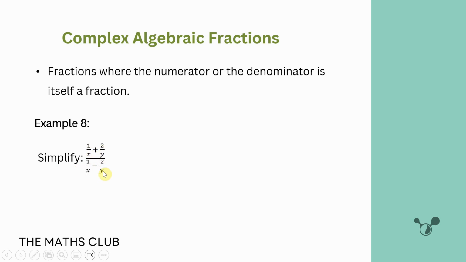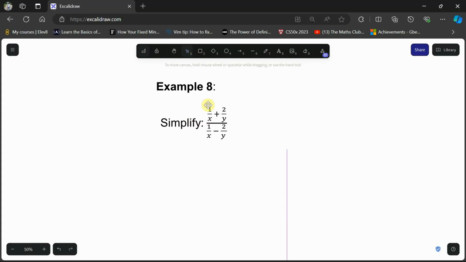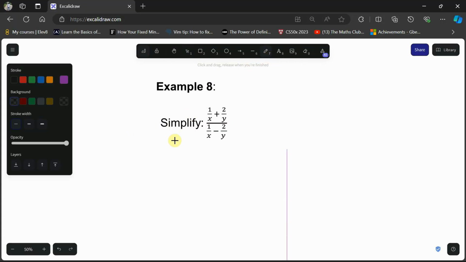x minus 2 over y. Let's solve this together. If I deal with the numerator first, let me bring this down. That will be 1 over x plus 2 over y. The LCM here will be xy. xy divided by x is y, y times 1 is y, plus xy divided by y is x, times 2, that will be 2x. So we're done with the numerator.